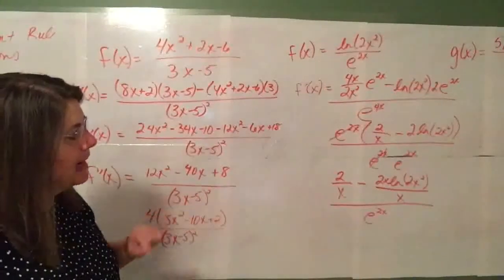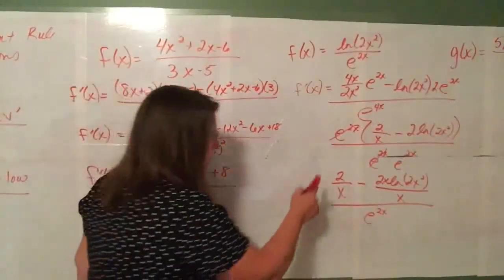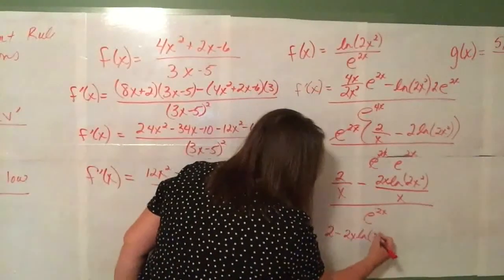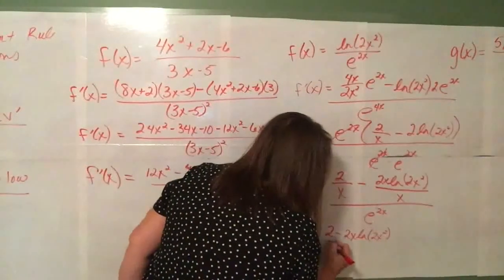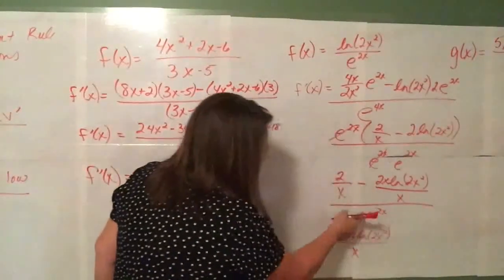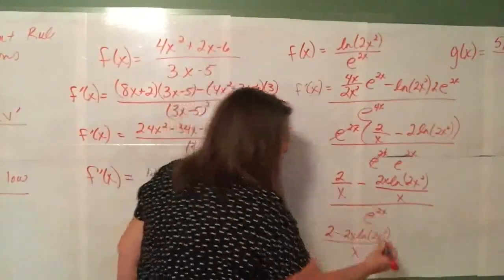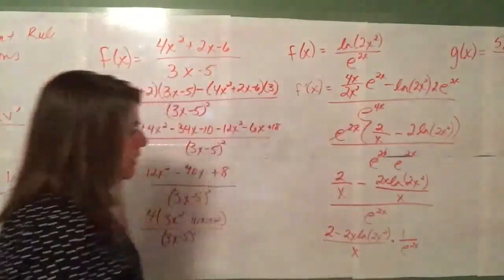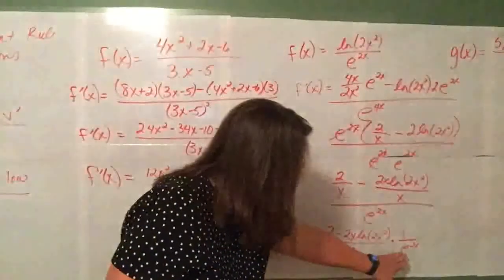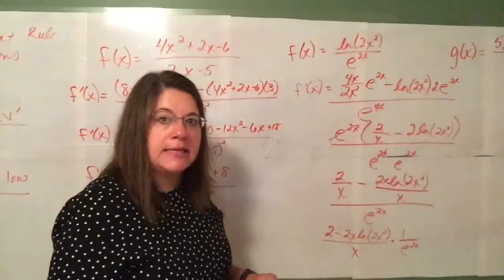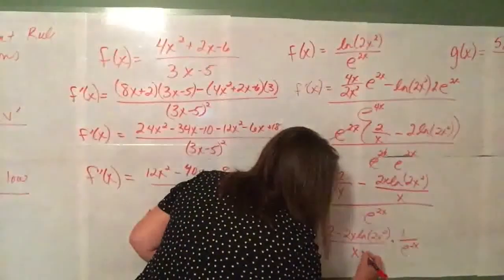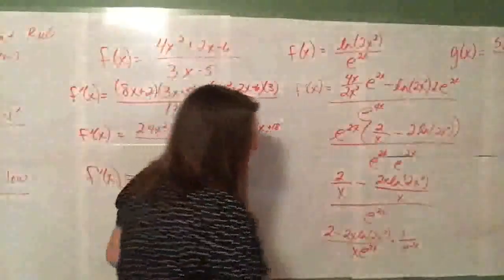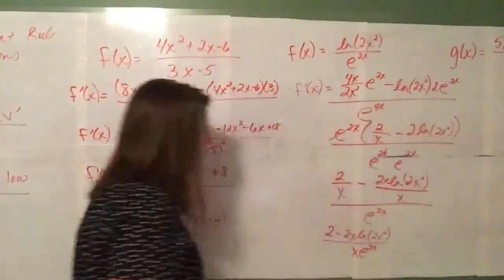And now I can combine those two things. So I would have 2 minus 2x natural log of 2x squared over x. And then since this is on the bottom, can't I invert and multiply that and say that that's times 1 over e to the 2x? And when I do that, isn't this just going to become part of my denominator? So isn't this just going to be x times e to the 2x, allowing me to just get rid of that?